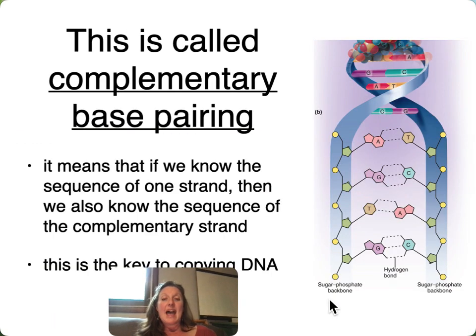And the fact that they like only certain complementary nucleotides or nitrogenous bases gives us something called complementary base pairing. So what that means is that if I have an A on this strand, then I know there's going to be a T on this strand. If I have a G on this strand, then I know that on the opposite strand, there's going to be a C or cytosine. And this is the key to the cell being able to copy its DNA.